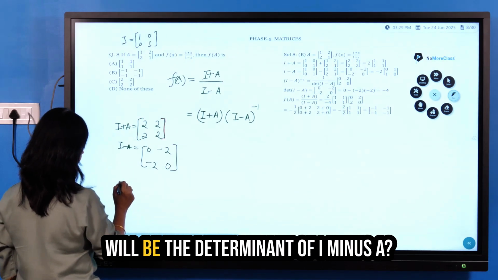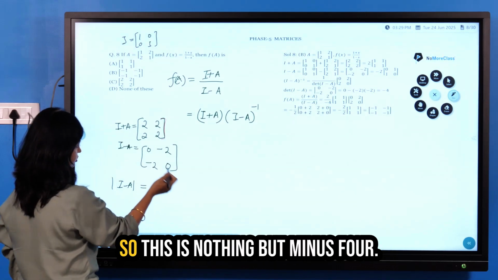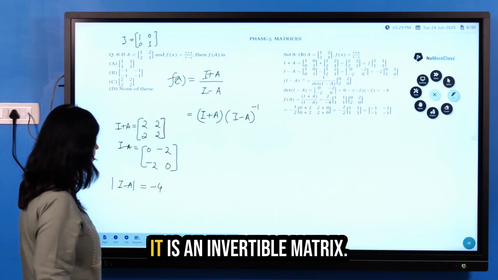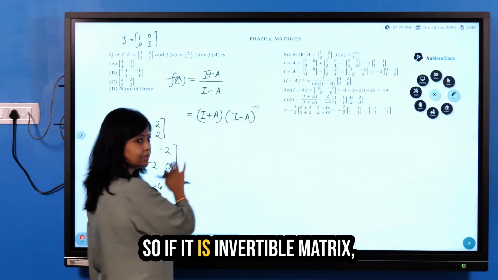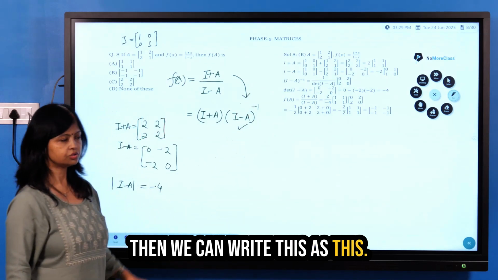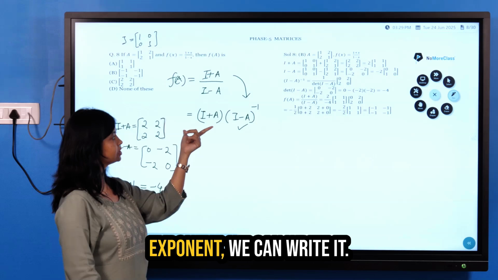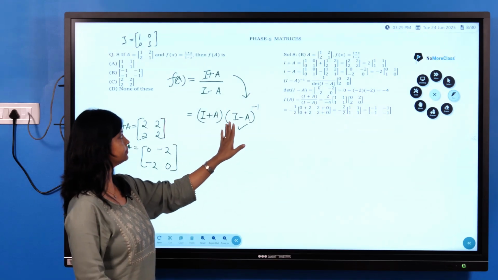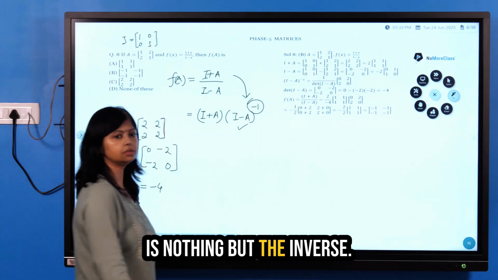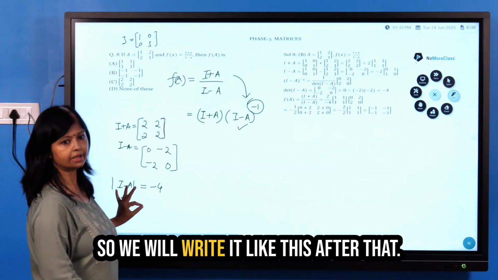And what will be the determinant of I minus A? We can see this is not equal to 0. So this is nothing but minus 4. Not equal to 0 means it can be invertible. It is an invertible matrix. So if it is an invertible matrix, then we can write this as this. There is a caveat here: we cannot simply write it as a division, but with the exponent, we can write it. The division can be written as minus 1, where minus 1 is nothing but the inverse. The inverse should be found first, so it can be inverted. So we will write it like this.